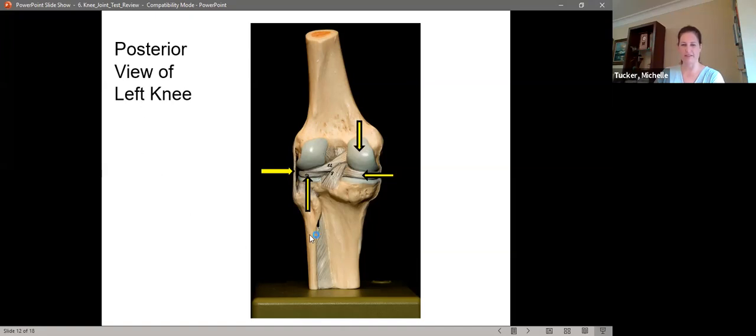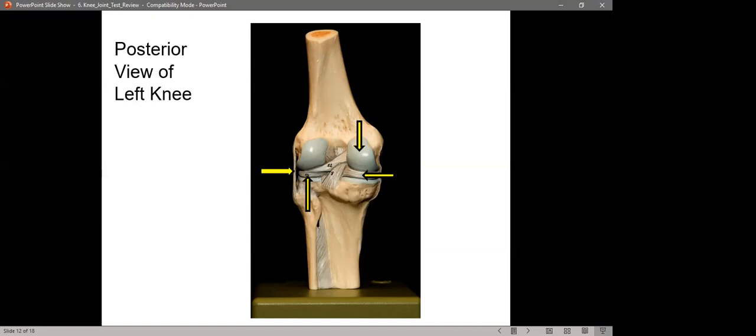We have identified this bone, so that makes this the what ligament? The fibular collateral ligament. Yep. And then which meniscus is this? The lateral. Which makes this one the medial. And if this is the medial meniscus, what bone marking is this of the femur? Medial condyle. Yep, very good.